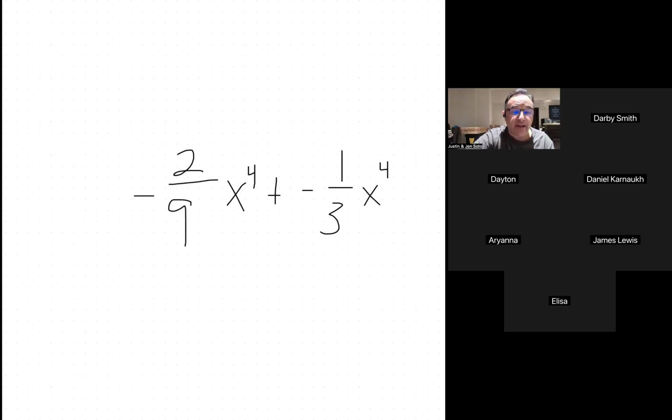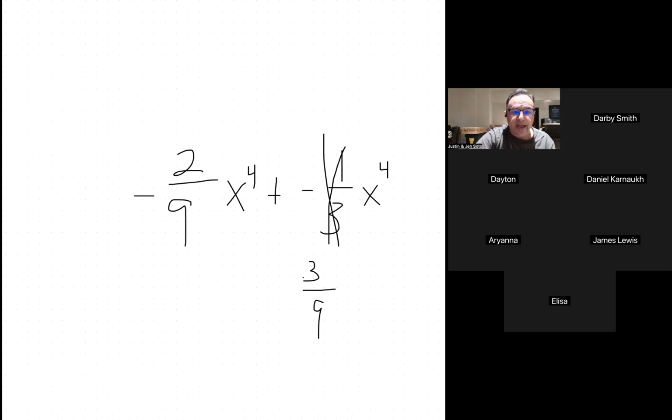Okay, so I have a negative 2 over 9 plus a negative 1 over 3. So I'm going to rewrite this 1/3 as a fraction with 9 as a denominator. 3 goes into 9 3 times. 3 times 1 is 3. So I've simply rewritten this fraction here. I'm going to cross it out. So I've rewritten this 1/3 as 3 over 9 to make my denominators the same.